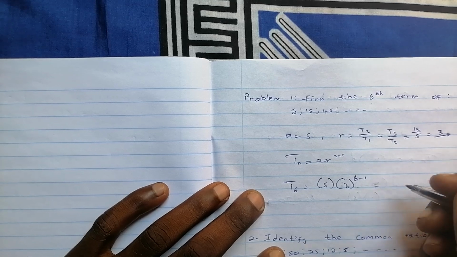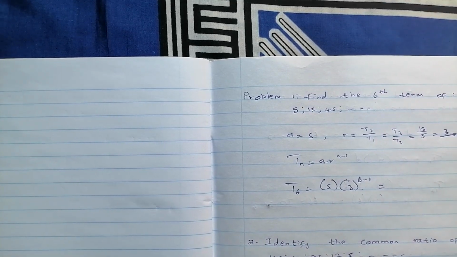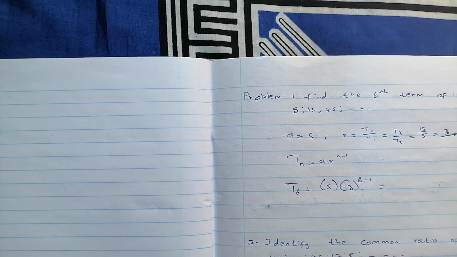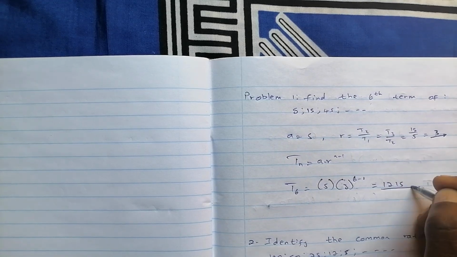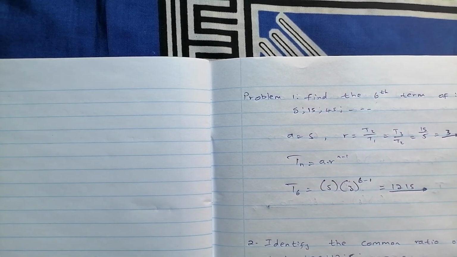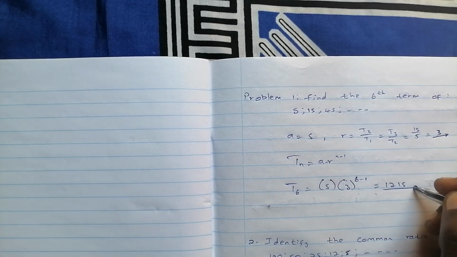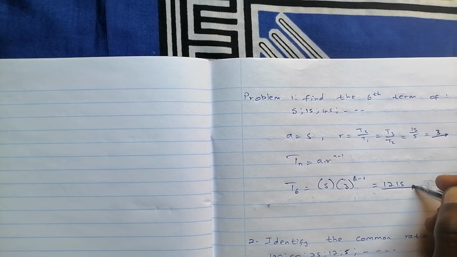6 minus 1. So that gives us 1215. Well done if you got that one right.